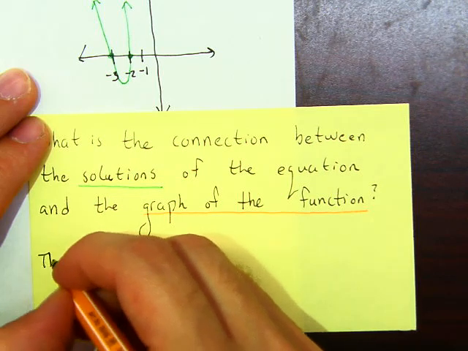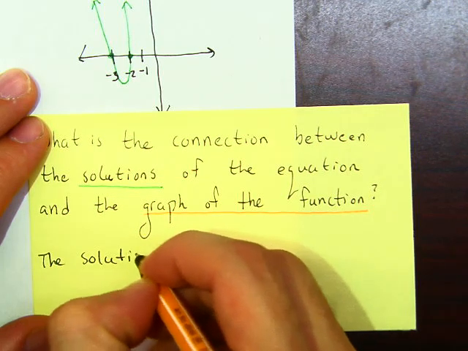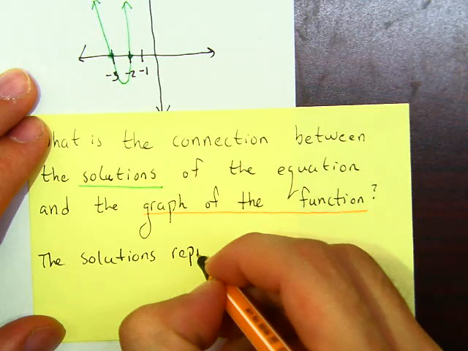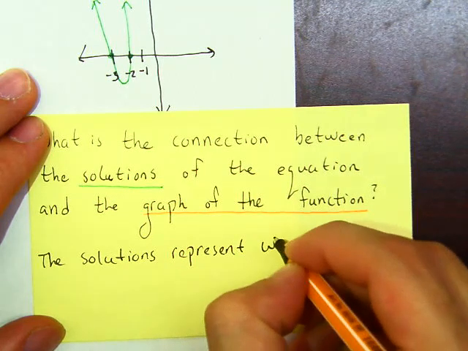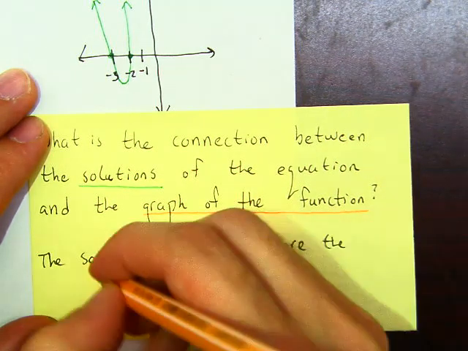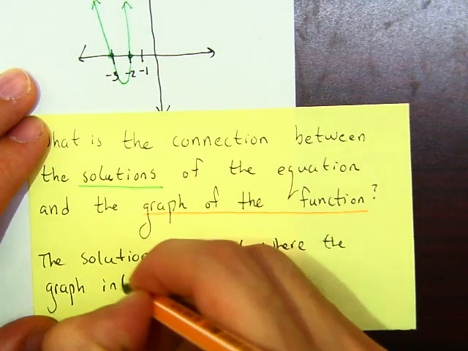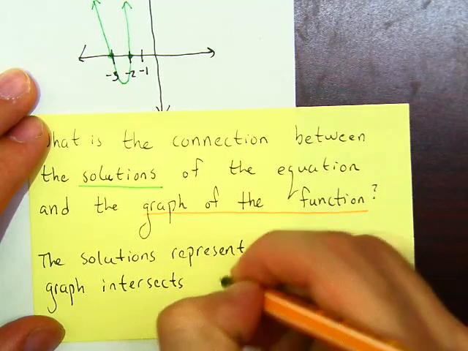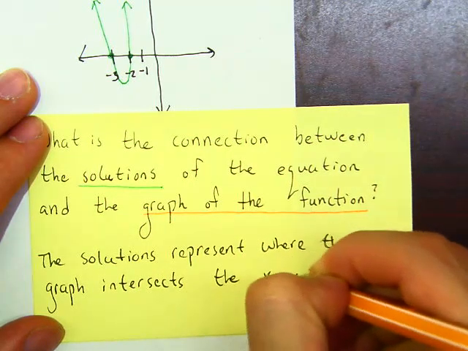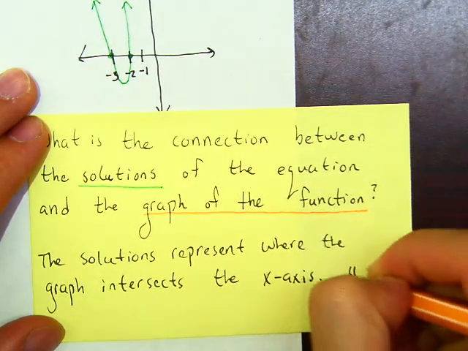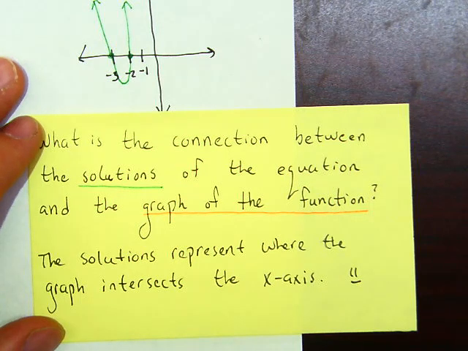So the solutions represent where the graph intersects the x-axis. Okay, smiley face. Not too bad, right?